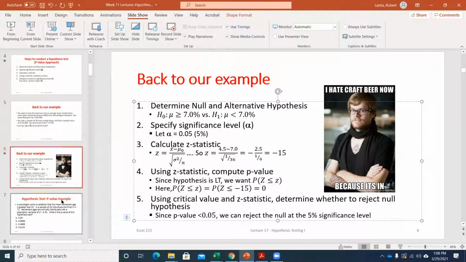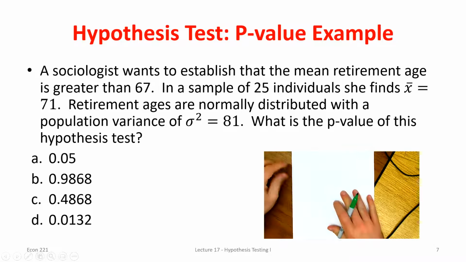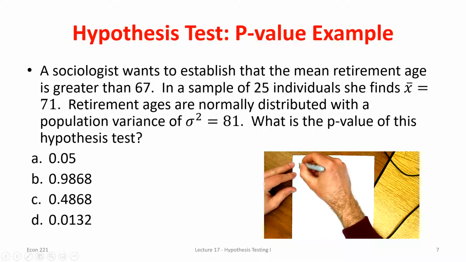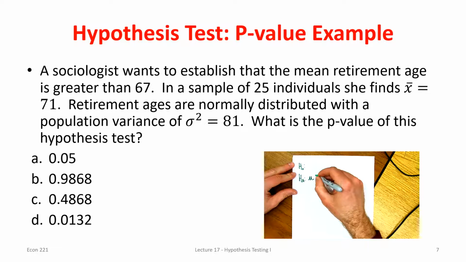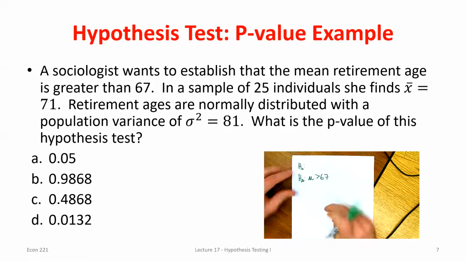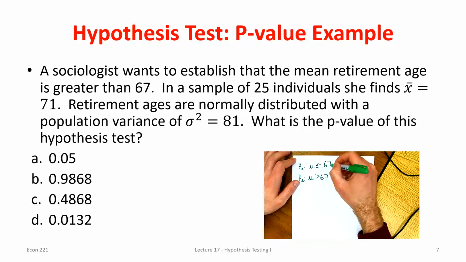All right. So let's try to work through one more example. So let's say I'm trying to establish whether or not the mean retirement age is greater than 67. So, first step, identify my null and alternative hypothesis. I want to test for whether or not that mean is greater than 67. So I'll assume the opposite is true, which is that it's less than or equal to 67.